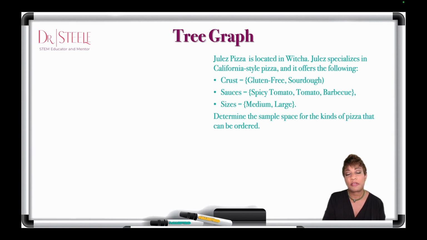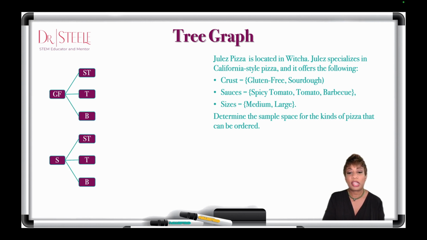Now, this is different from the tree graph we did before, but we can still do a tree graph. So one possibility for crust is gluten-free or sourdough. And then we can break each one of these up to represent the different sauces. So this is saying you can have a gluten-free with the spicy tomato, gluten-free with tomato, gluten-free with barbecue, right? And then the same thing with our sourdough crust. And then we're going to break each of these into the possible sizes.